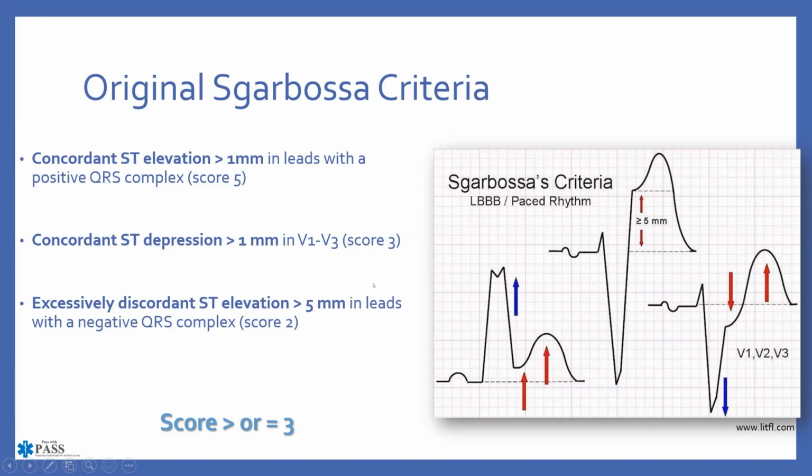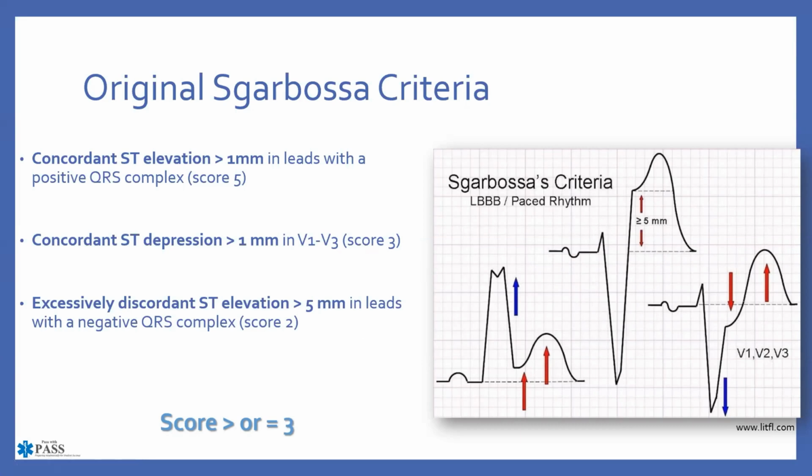And then excessively discordant ST elevation, meaning greater than 5, with a negative QRS complex. So if you're looking here, you can see that I obviously have greater than 5 millimeters of elevation, but I have a predominantly negative QRS complex. That would give them a score of 2.